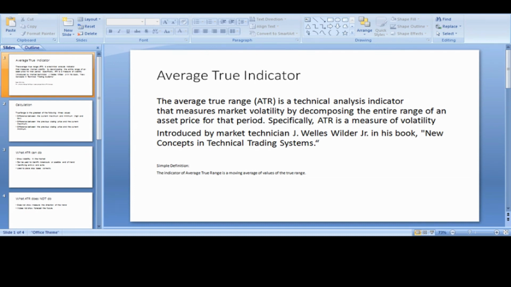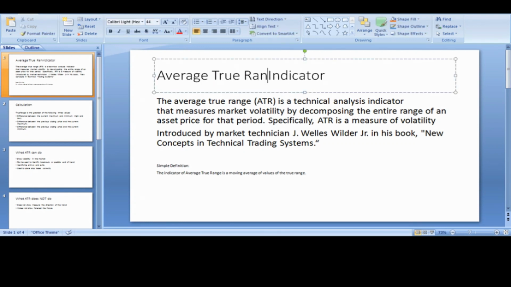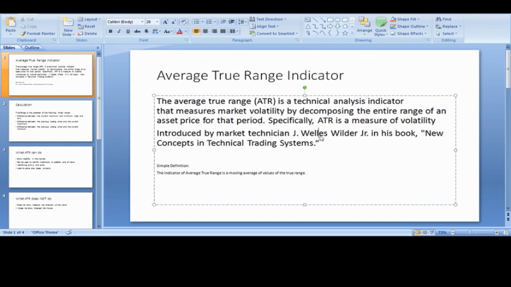So today's webinar is going to be a very interesting one. Actually, I just realized something that I want to talk about. This, as you can see on the screen, is the average true range indicator.